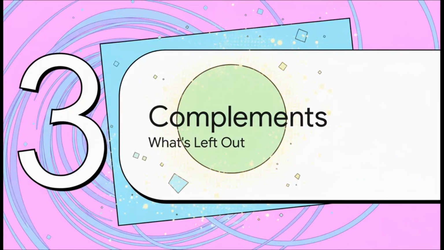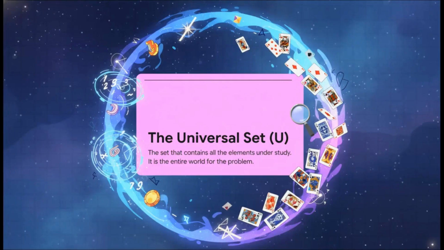Okay, our third tool tackles a totally different kind of question. So far, we've been asking what's in the group. But what about everything that's not in the group? For that, we need this idea called a complement. But wait, before we can talk about what's not in a set, we first have to agree on what could possibly be in it. We have to define our boundaries. And that's where the universal set comes in.